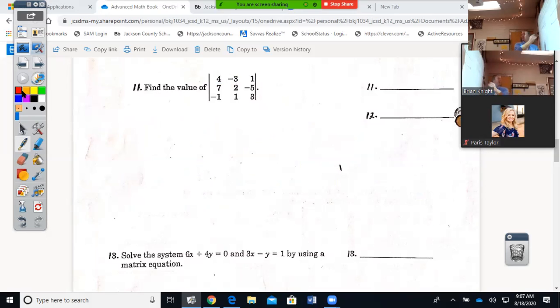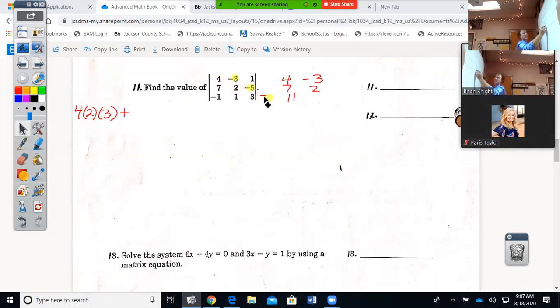All right. So the other way of doing it, rewrite the first two columns. So we got 4, 7, -1, -3, 2, and 1. And I'm going to highlight. We go diagonal from left to right. Like if you're good on the other one, don't do this. So 4 times 2 times 3, okay, plus, we move.